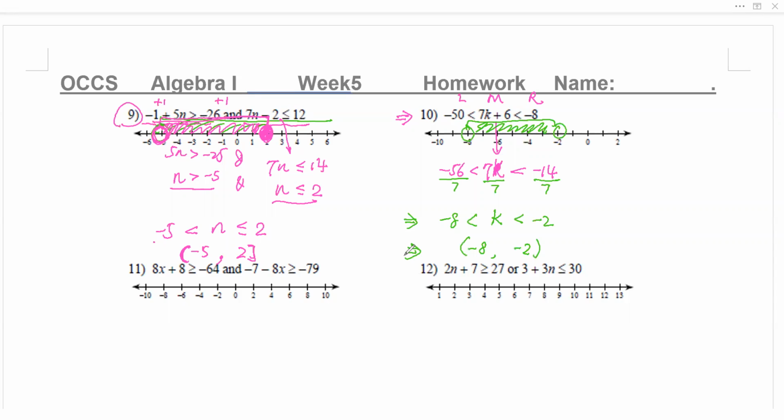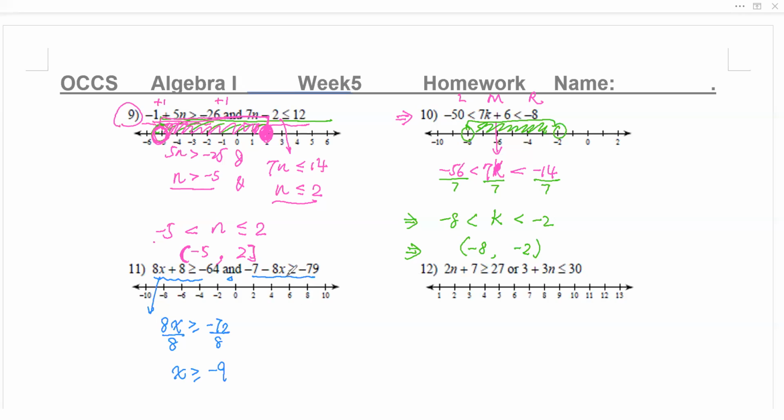All right, let's see the next one, number 11. Here is the word 'and', which means we need to meet both inequalities. So we see the first one first. Both sides minus 8, both sides divide by 8. So you get x greater than or equal to negative 9.